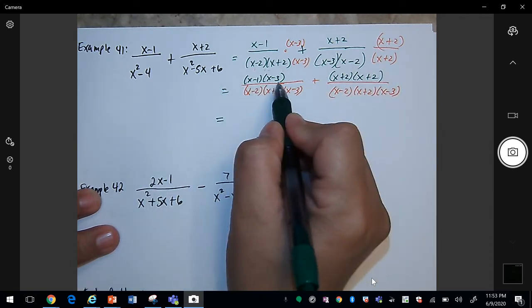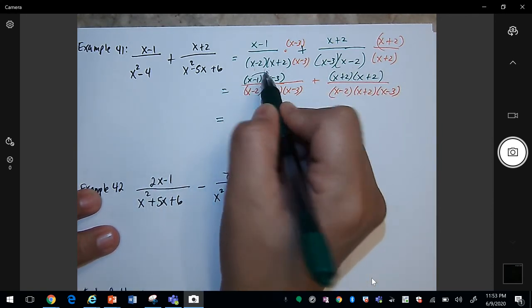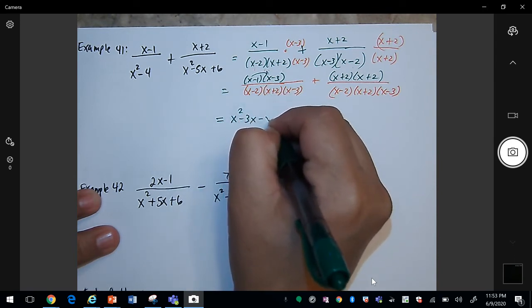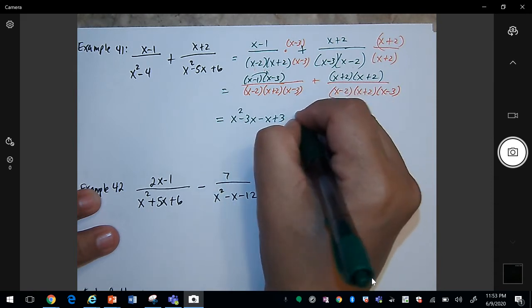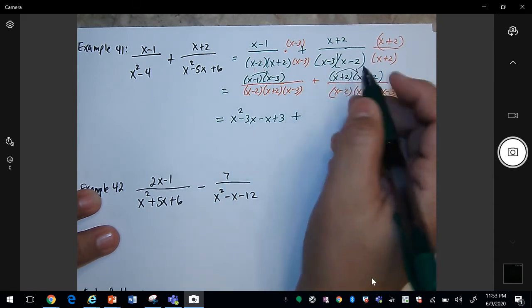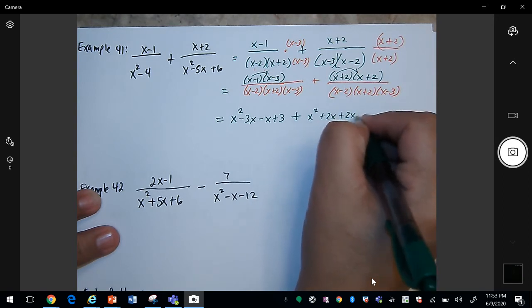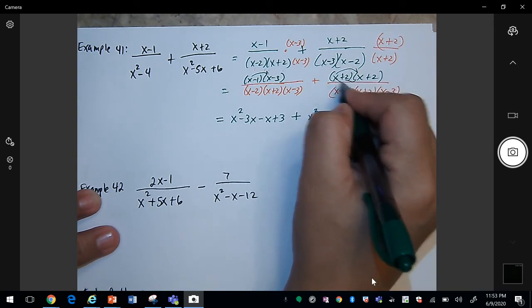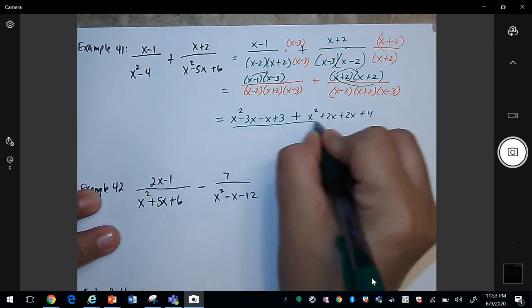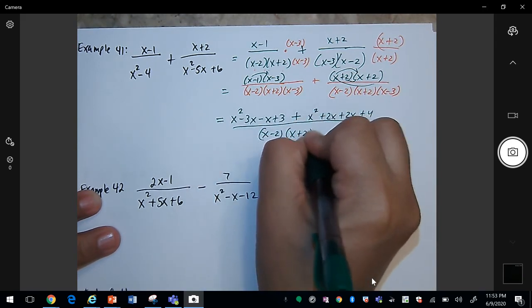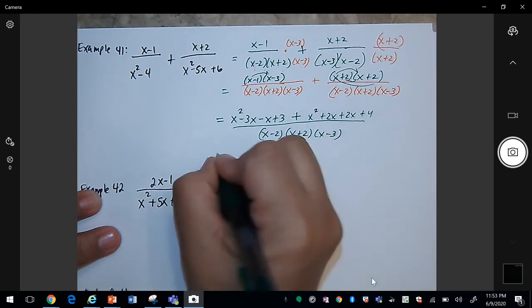Let's multiply the numerators. So x times x is x squared minus 3x minus x plus 3, plus x times x is x squared plus 2x plus 2x plus 4. And this is all divided by x minus 2, x plus 2, x minus 3.